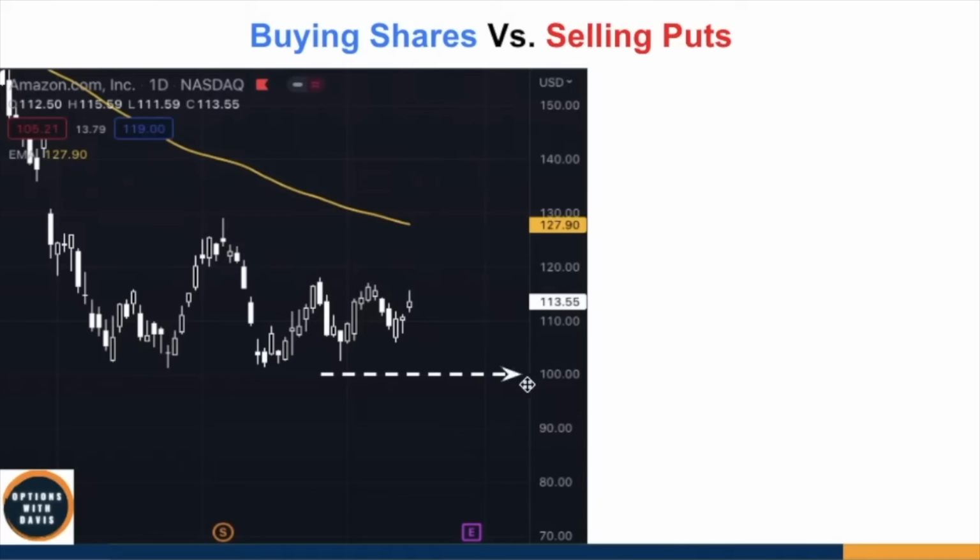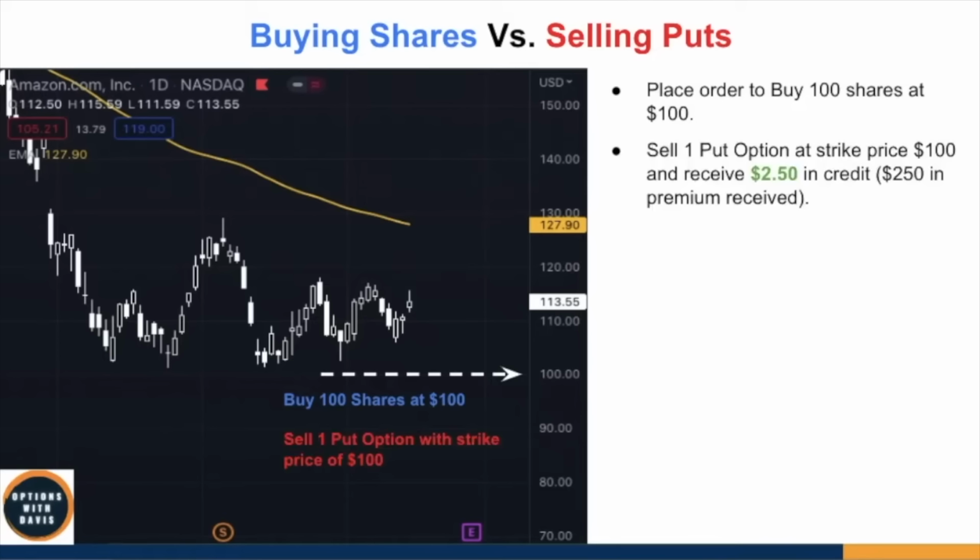Okay, you might be thinking that this is a good price to enter, so you want to enter at this $100. So what we're going to do is buy 100 shares at $100. All right, at the same time, we're going to simultaneously also sell one put option with a strike price of $100.